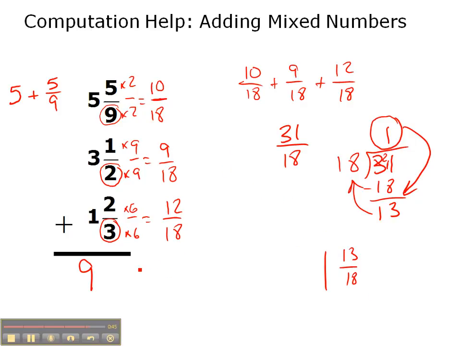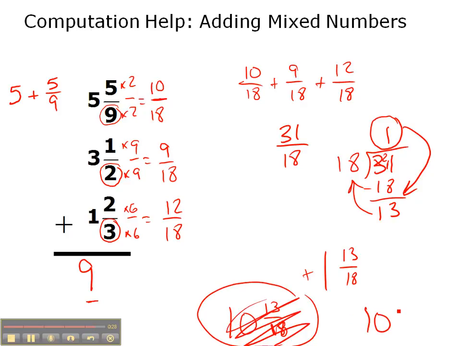So we had 9 wholes, and we have this 1 and 13/18. So I'm going to add the 1 to the 9. It gives us 10 and 13/18. So our sum is 10 and 13/18 when we add these 3 mixed numbers.